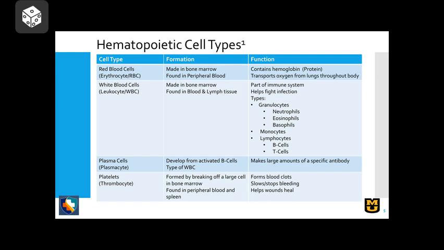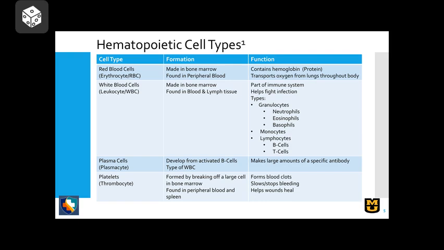White blood cells are leukocytes made in the bone marrow and are found in the blood and lymph tissue. They are part of the immune system and help fight infection. The types are granulocytes. These are neutrophils, eosinophils, and basophils. Monocytes and lymphocytes are B cells and T cells. Plasma cells are plasmacytes developed from activated B cells, a type of white blood cell, and they make large amounts of a specific antibody.